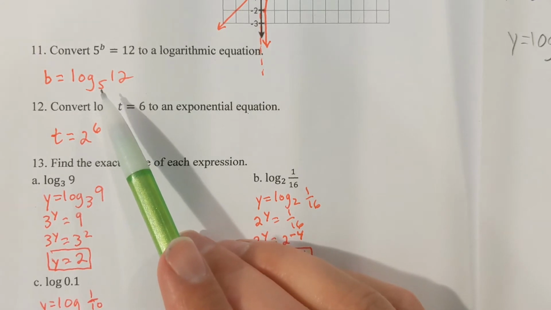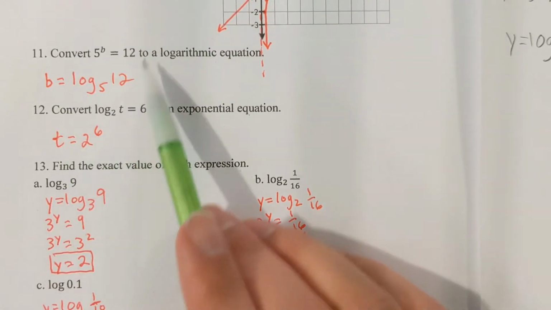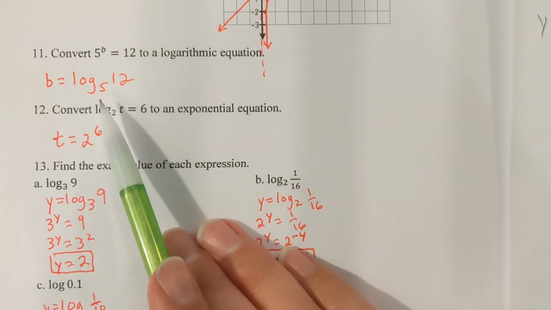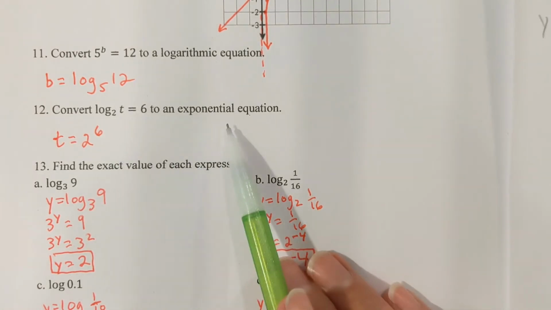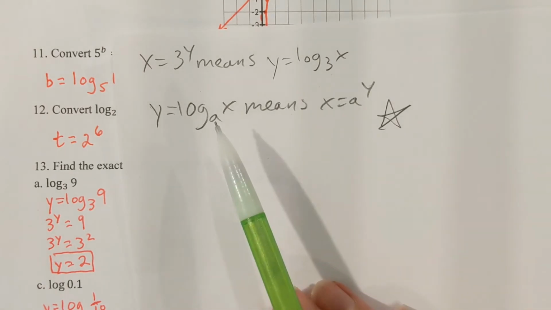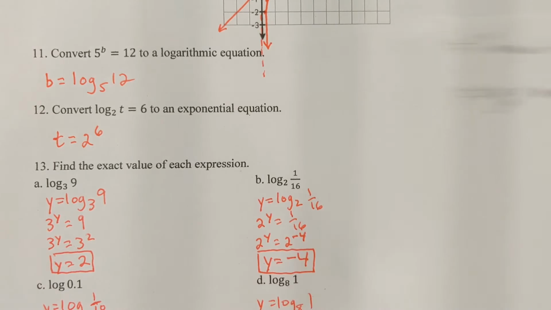B equals log base 5 of 12, that would be my equation now, rewritten into a logarithmic form. Problem 12, we have a logarithmic equation. We want to rewrite that into an exponential form. Okay, so we're in the form y equals log base a of x, we want to rewrite that in the form x equals a to the y.